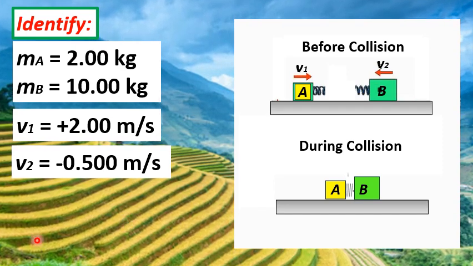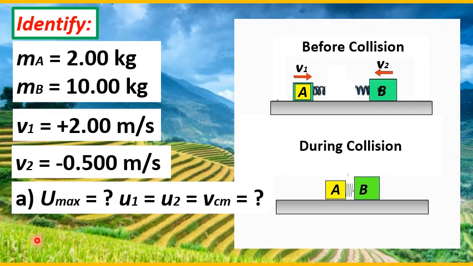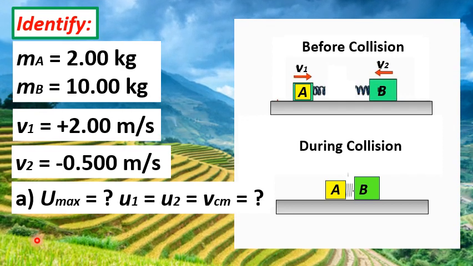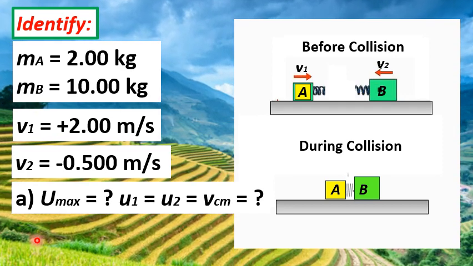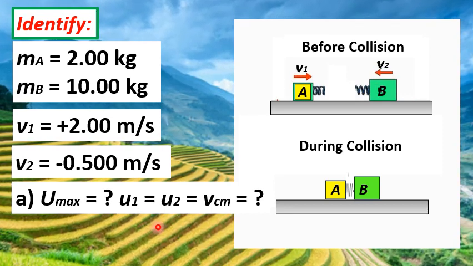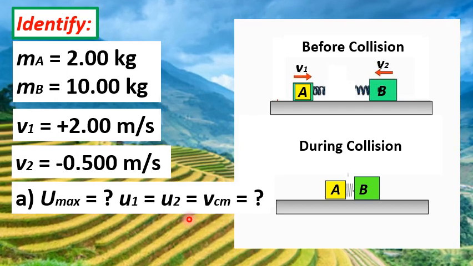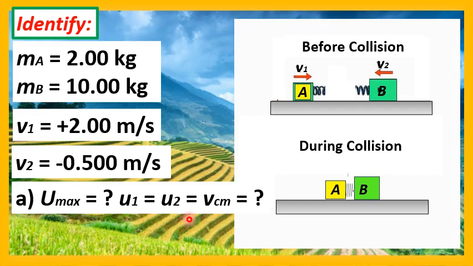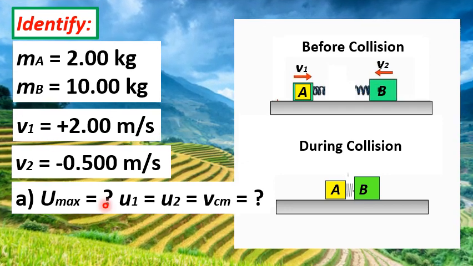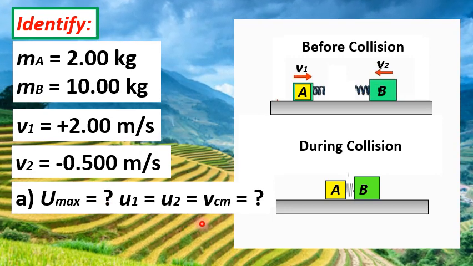And our target variable for letter A is the maximum stored energy in the spring bumpers. That's denoted here by capital U max. Also, we want to know the velocity of the two blocks at this instant. We denote the velocity of each block as u sub 1 and u sub 2.